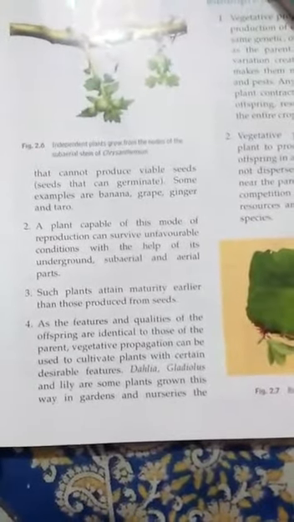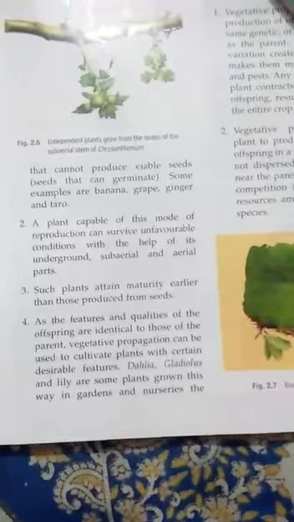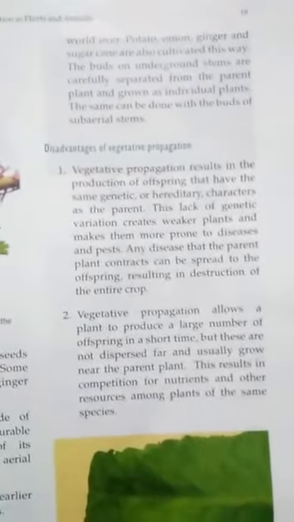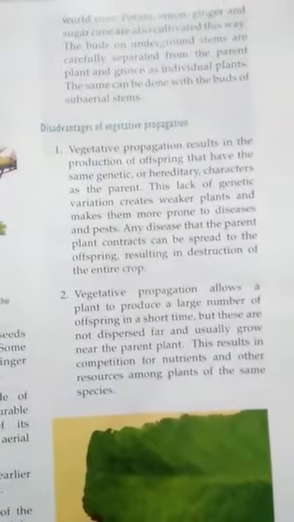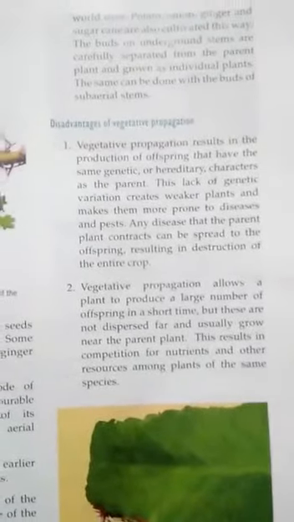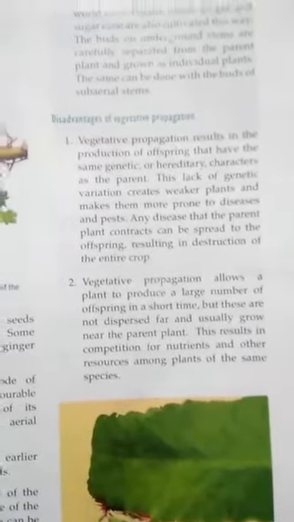Dahlia, gladiolus and lily are some plants grown this way in gardens and nurseries the world over. And potato, onion, ginger, sugarcane are also cultivated this way. Buds on the underground stem are carefully separated from the plant and grown as individual plants. Okay, this can be done with the buds of subaerial stems also. So these are the advantages.